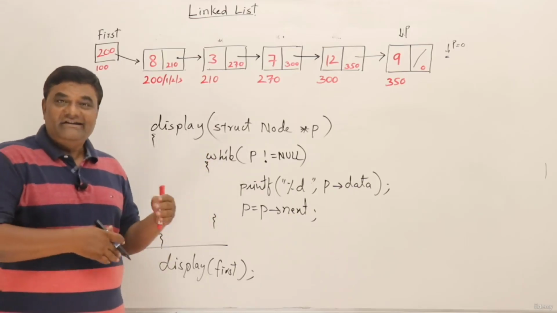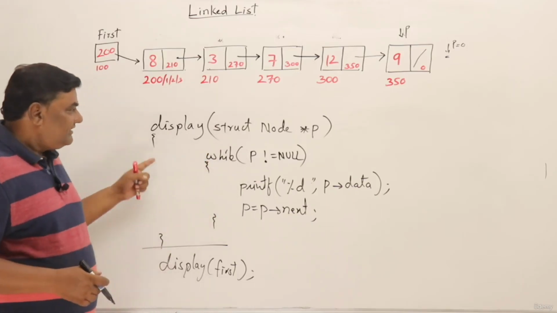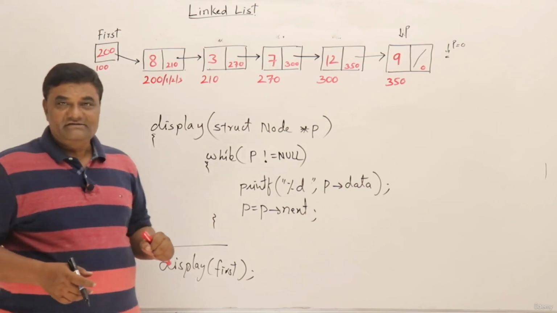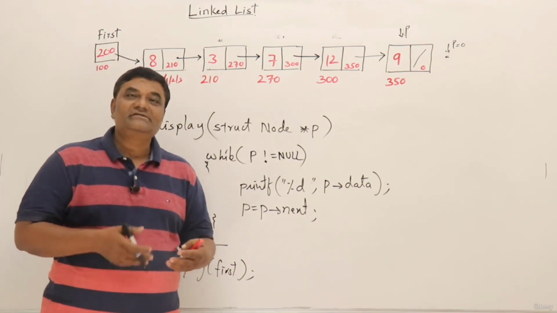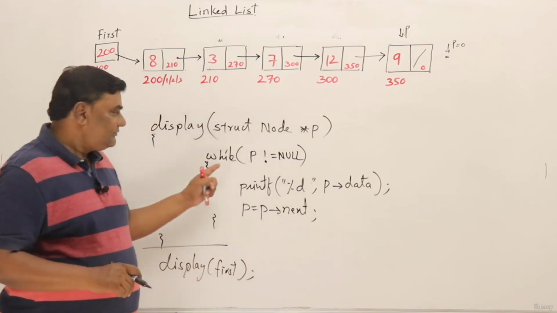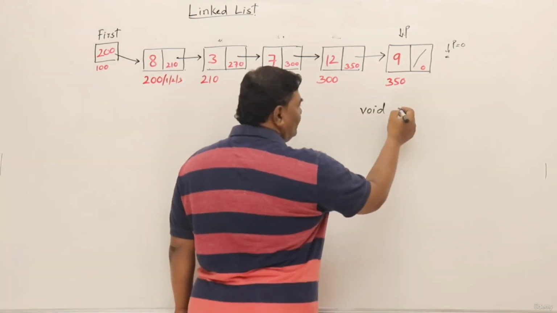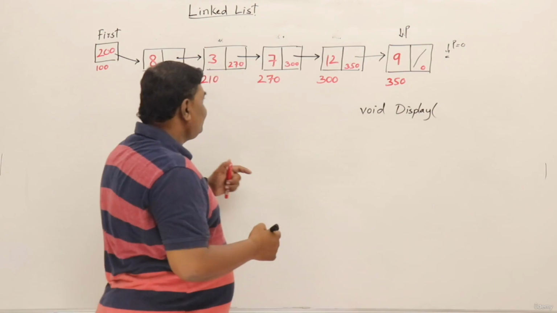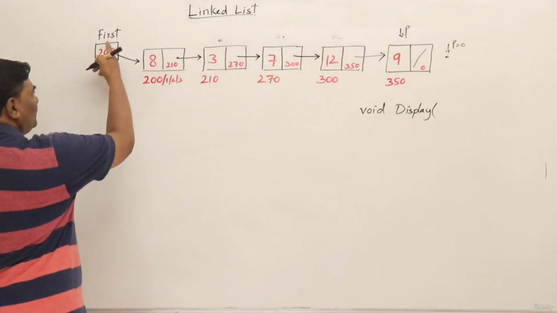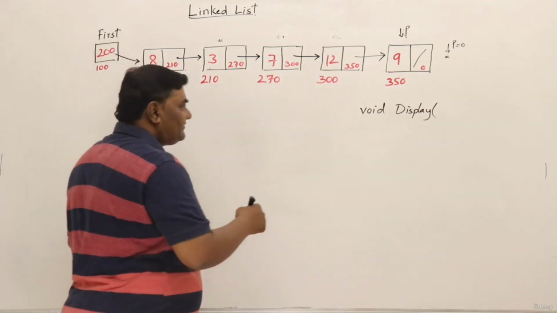Now I will write a recursive function for displaying a linked list. That is traversing as well as displaying a linked list. So I'll remove this function and I'll write a recursive function here. Function name is display. It takes a parameter of type this node, structure node pointer.